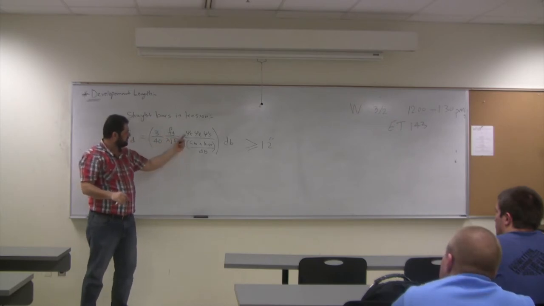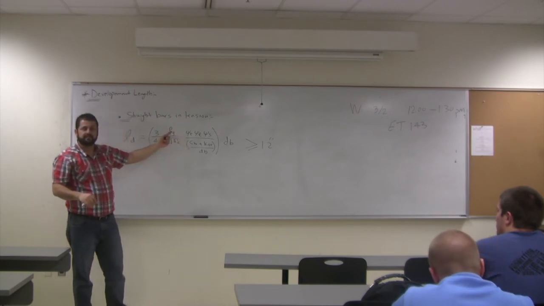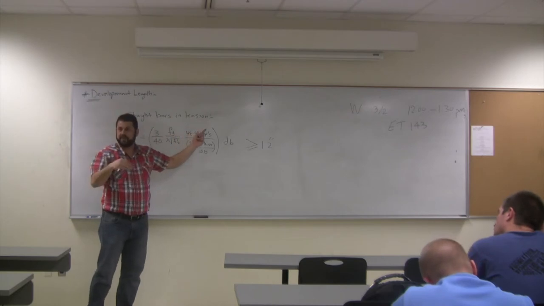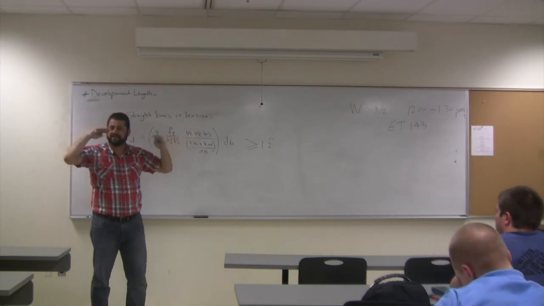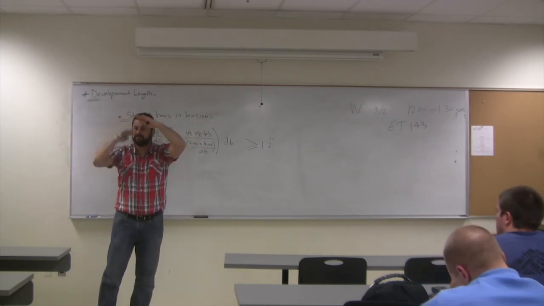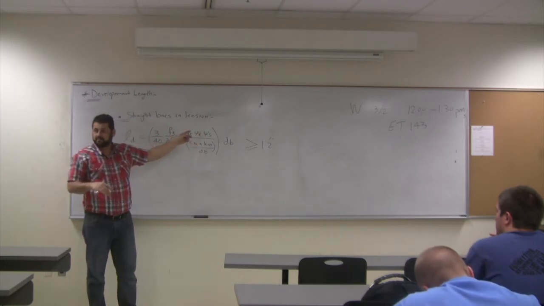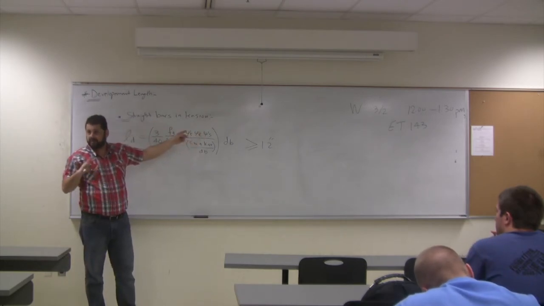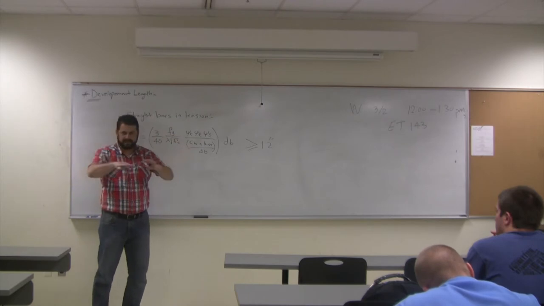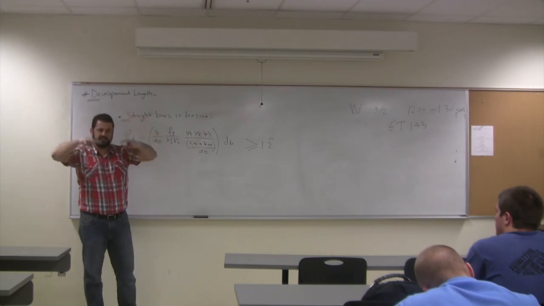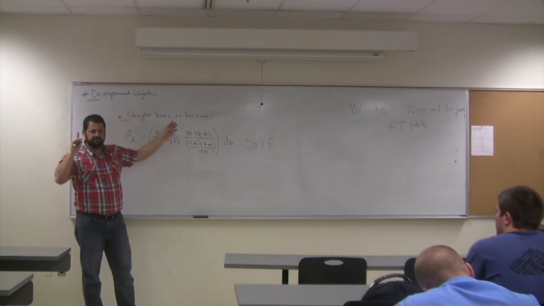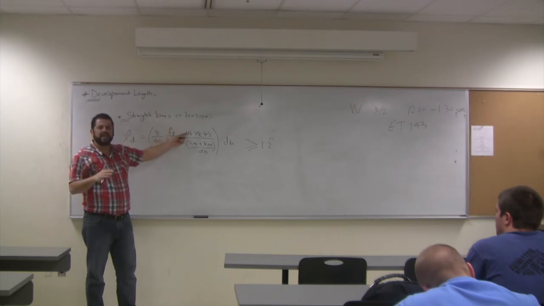Let me talk about this one. Psi t, top or bottom. If there is more than 12 inches of concrete cast below the bar being developed, psi t is 1.3. Otherwise, if it's a bottom bar, with less than 12 inches below that bar, psi t is 1. Easy. So this is the location factor. Where is the bar, top or bottom?